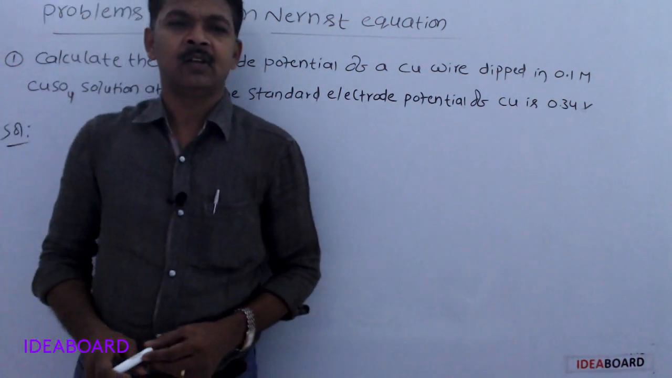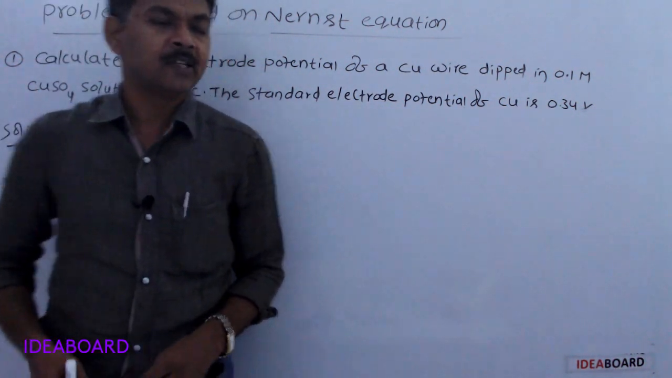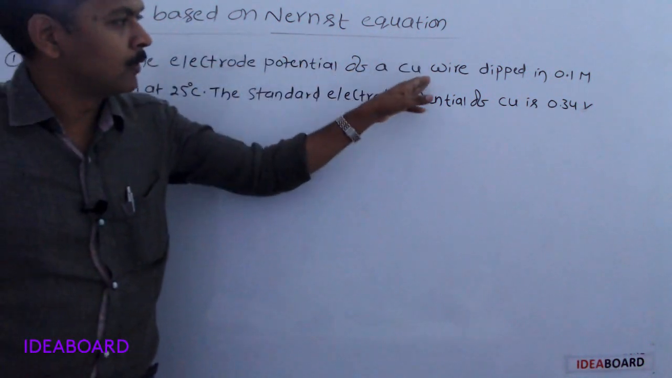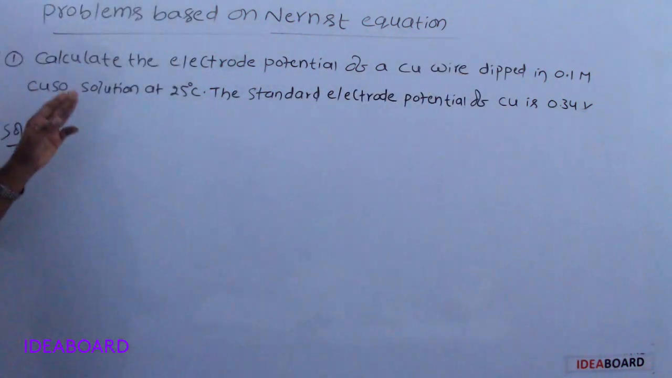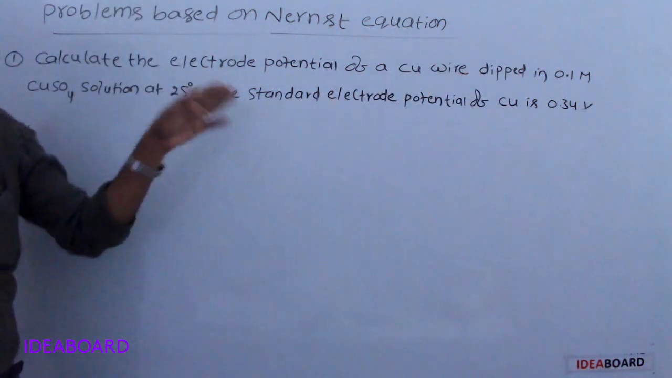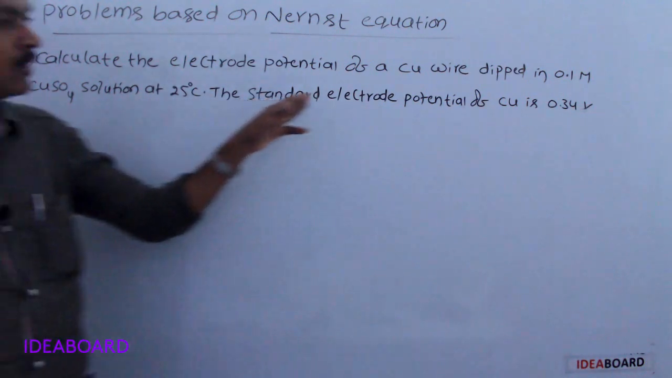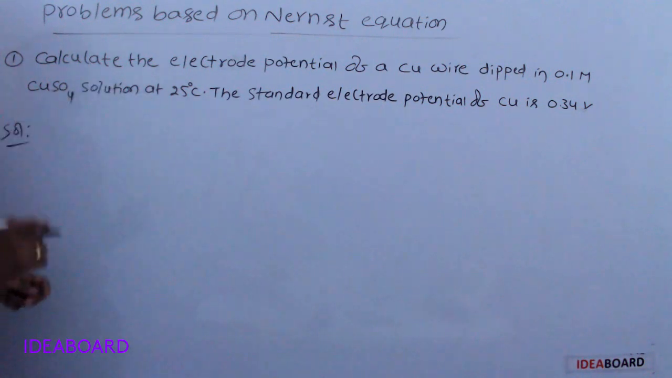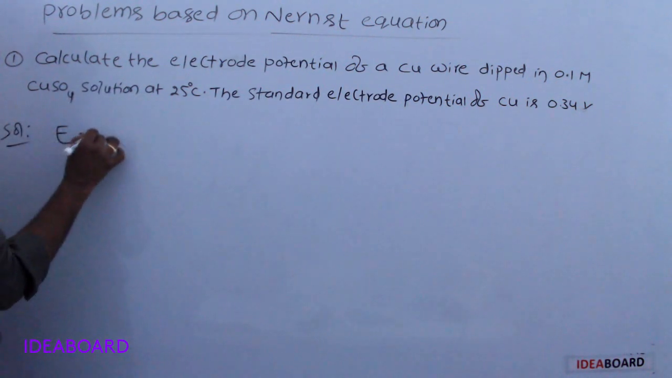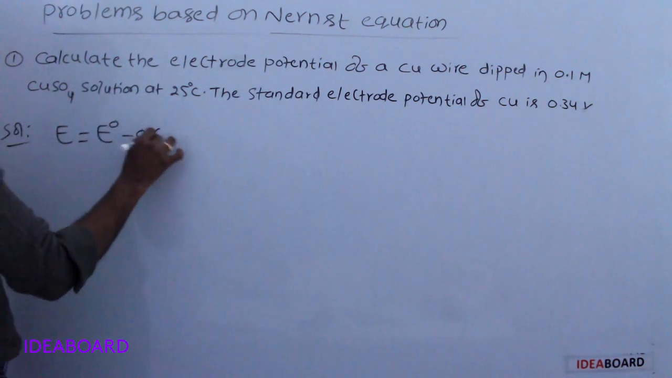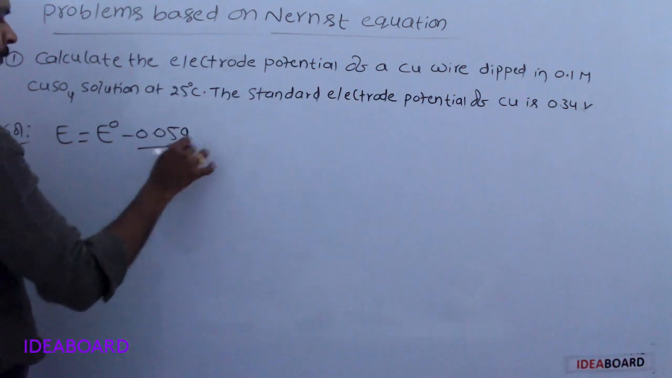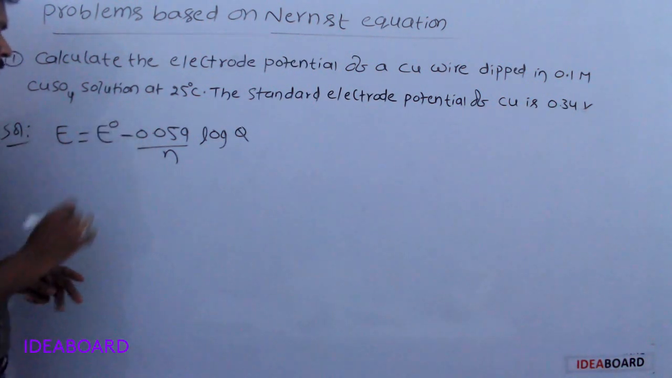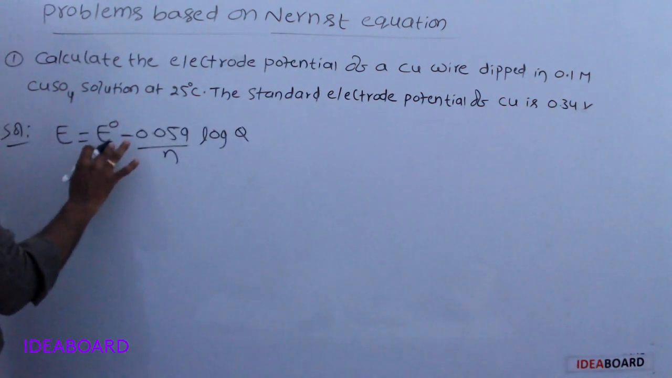My dear students, now I am going to explain problems based on the Nernst equation. Calculate the electrode potential of copper wire dipped in 0.1 molar copper sulfate solution at 25 degrees centigrade. The standard electrode potential of copper is 0.34 volts. For a half cell, we know the Nernst equation is E is equal to E naught minus 0.059 by n log Q. This is for single electrodes.